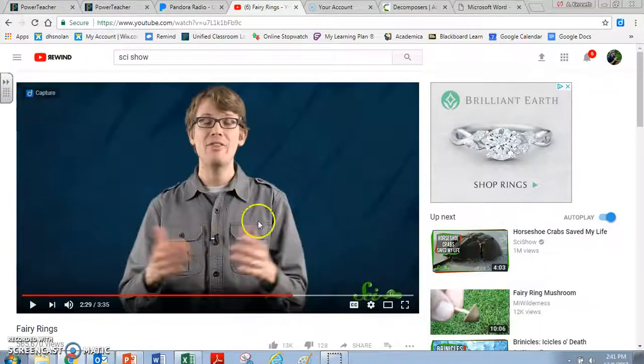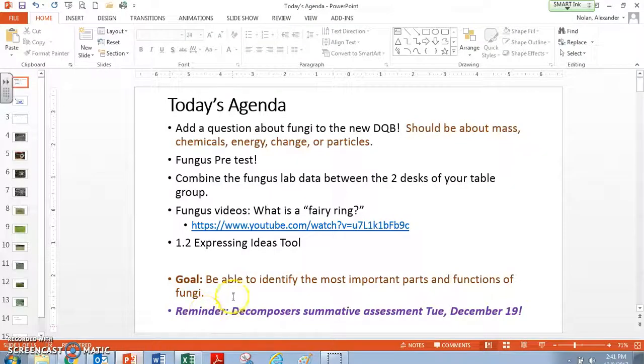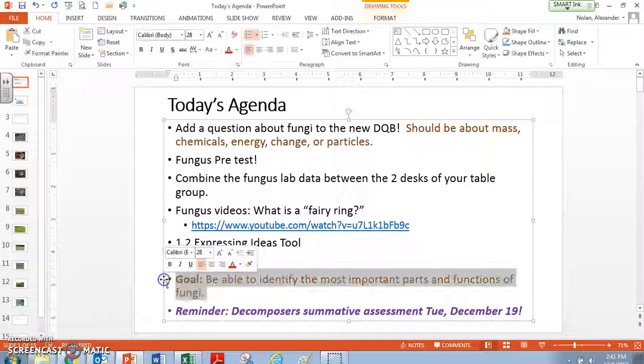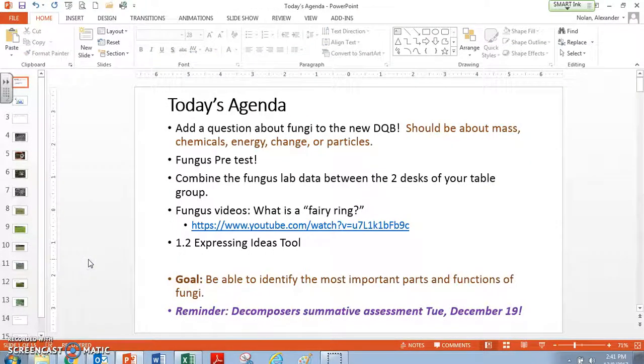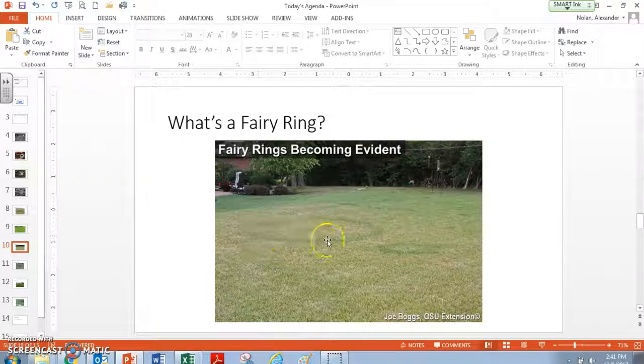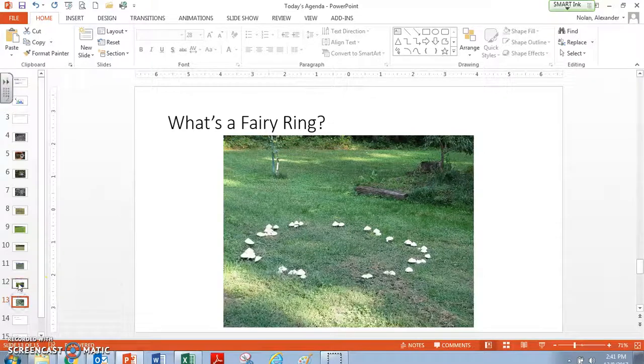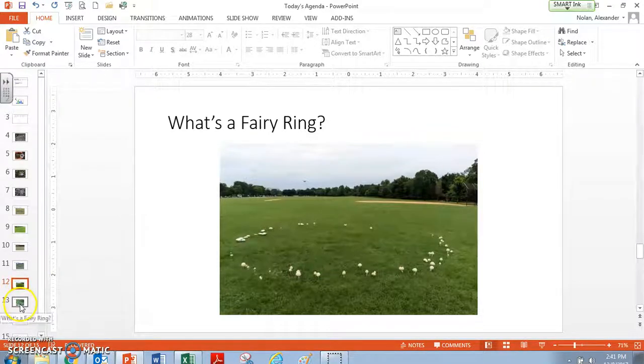So I'm going to stop there. He goes on for a little while and says a few other things. But the important things to recognize here are that we ought to be able to identify those most important parts and functions of fungi, that they have the mycelia, which are these thread-like structures underground that grow. And it's because of those mycelia that we see these round patches. It's the mycelia growing underground. And on the edges of those patches, we're going to find fungi, because that's the fruiting part of the fungus, these mushrooms.